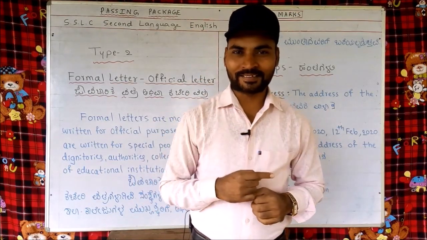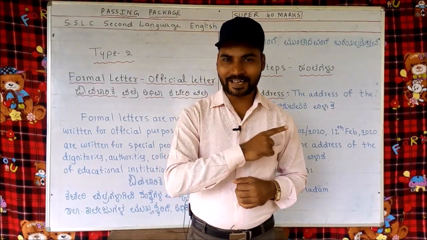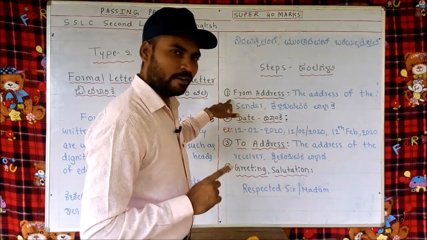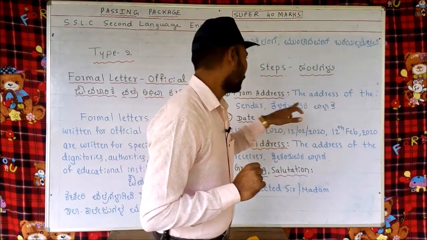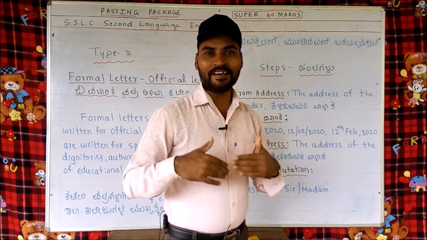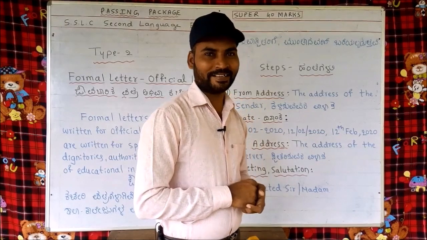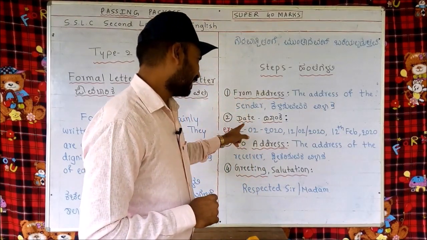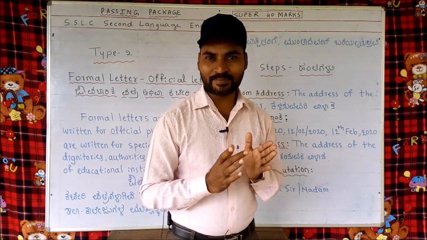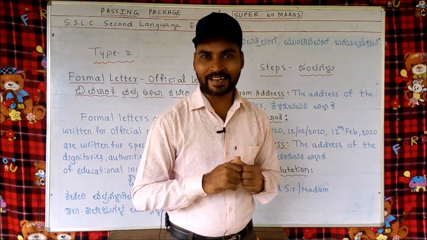This official letter, this formal letter, also has certain steps. Let's have a look at these steps. Step 1, from address, the address of the sender. In the from address we write the sender's address, whoever is writing the letter, that person's address we write in from address. Then date. Soon after writing from address, below that we write the date.